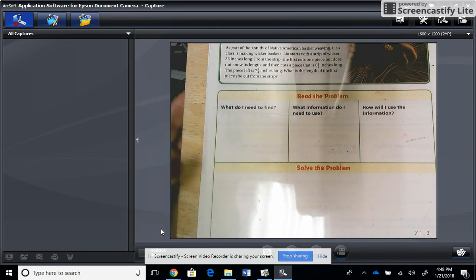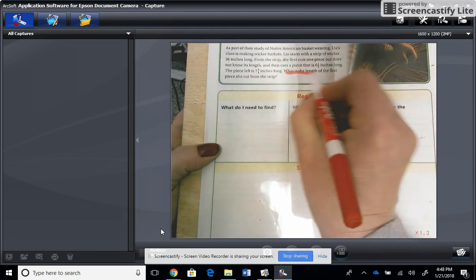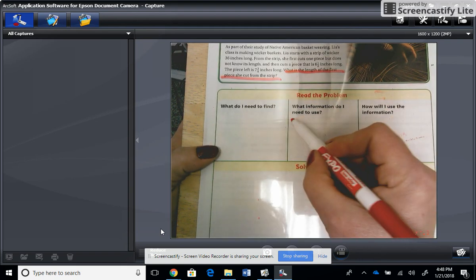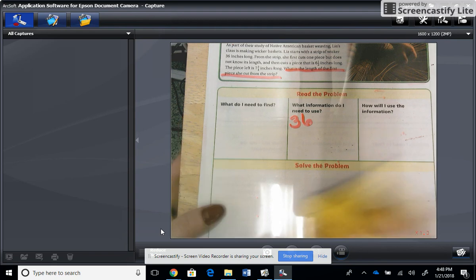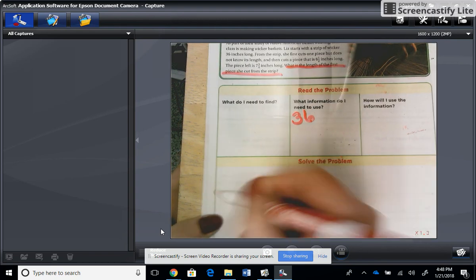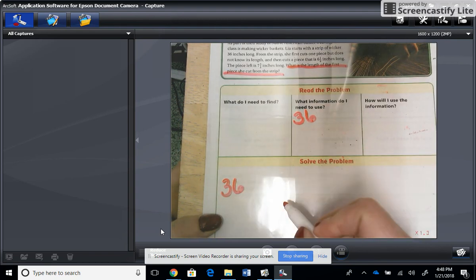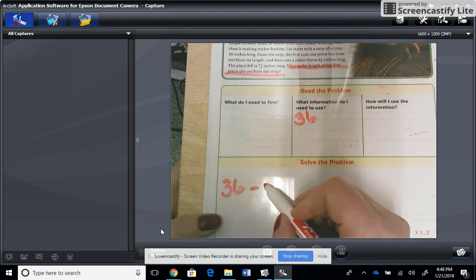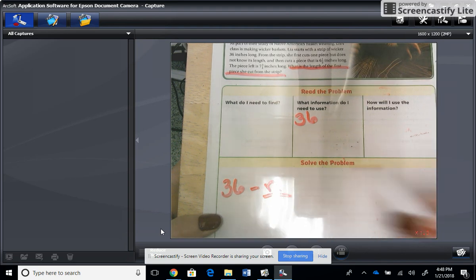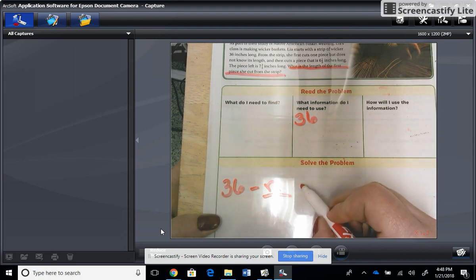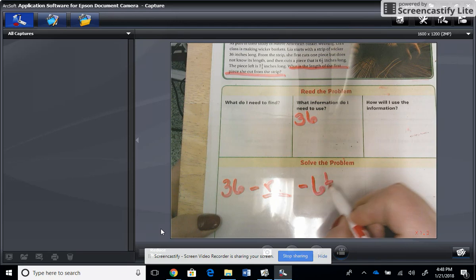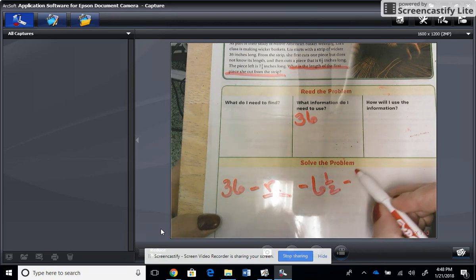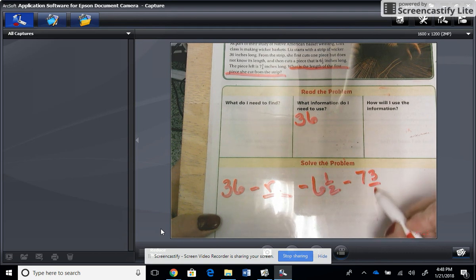Well, let's figure out. What do we need to know? We've got to find out the length of this first piece that she cut. What do we know? We know it's 36 altogether. So we had 36 altogether, and then she cut one piece off. We don't know, so I'm going to put N there. And then we cut another piece that was 6.5. And then we had a piece left over that was 7 3/4.